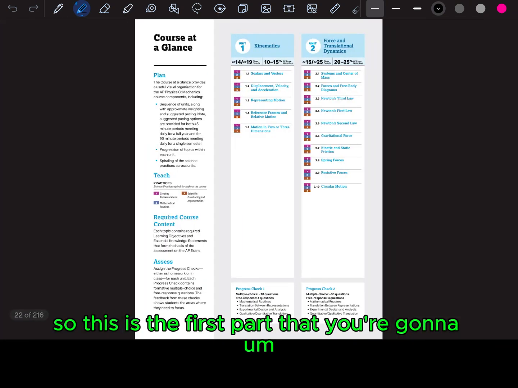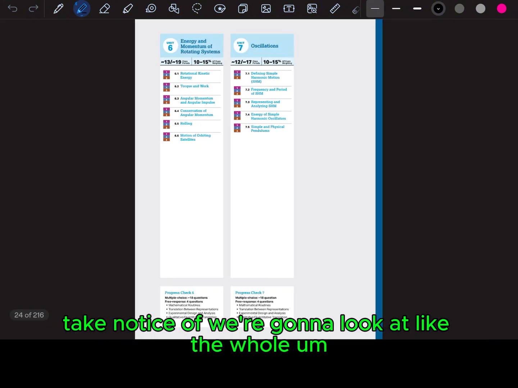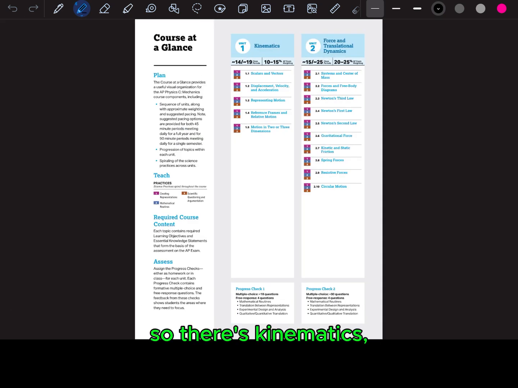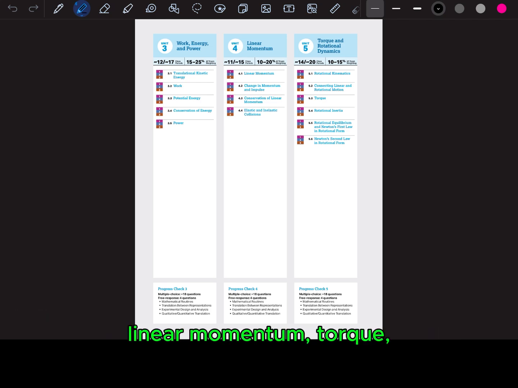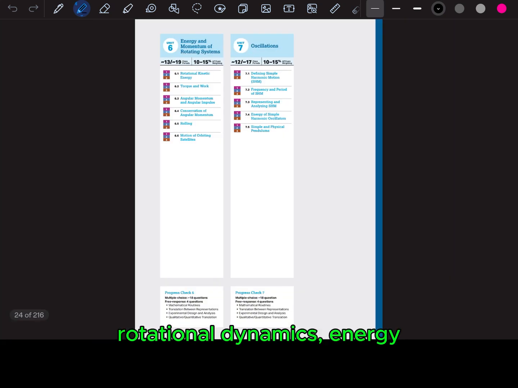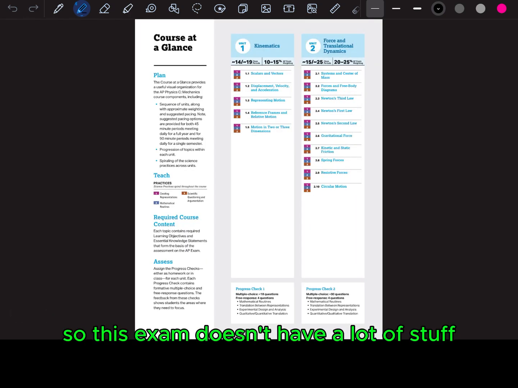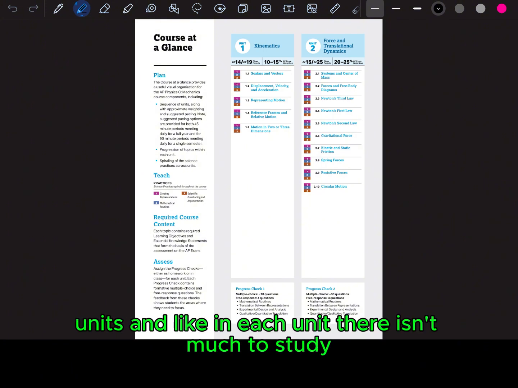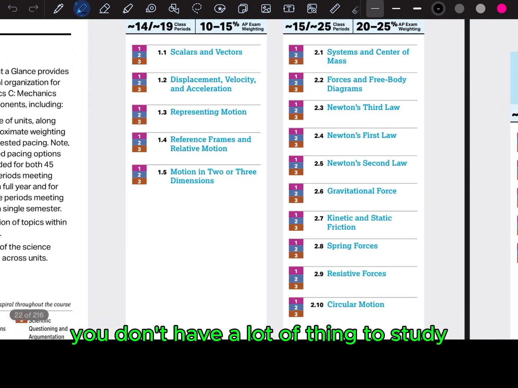Okay, so this is the first part that you're going to take notice of. We're going to look at the whole units in this. So there's kinematics, force and translational dynamics, work, energy, power, linear momentum, torque, rotational dynamics, energy and momentum of rotating systems, and oscillations. So this exam doesn't have a lot of stuff, as you can see. It has only 7 units, and in each unit there isn't much to study, which is the great thing about physics. You don't have a lot of things to study.